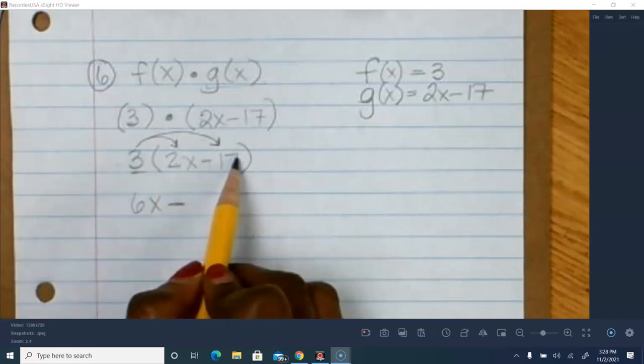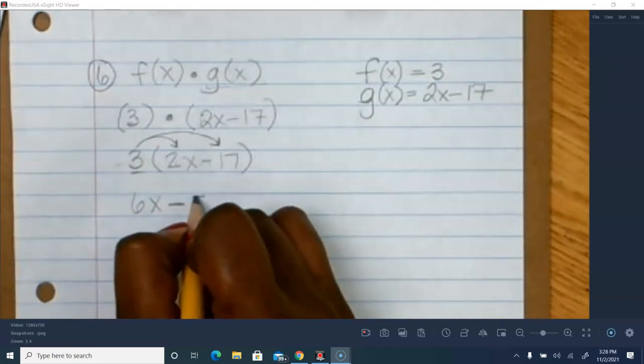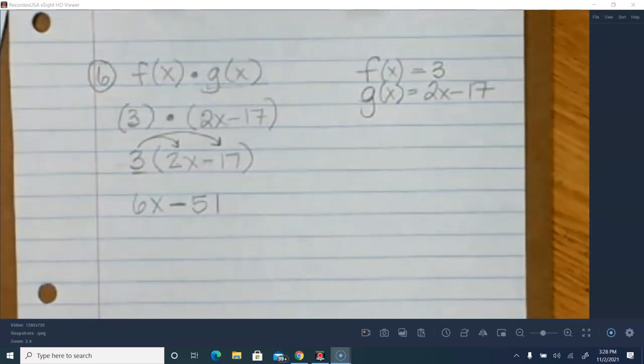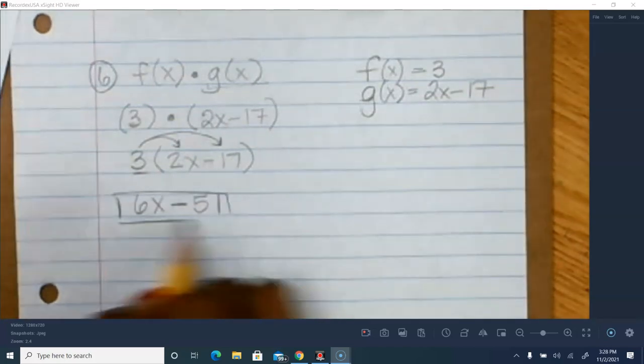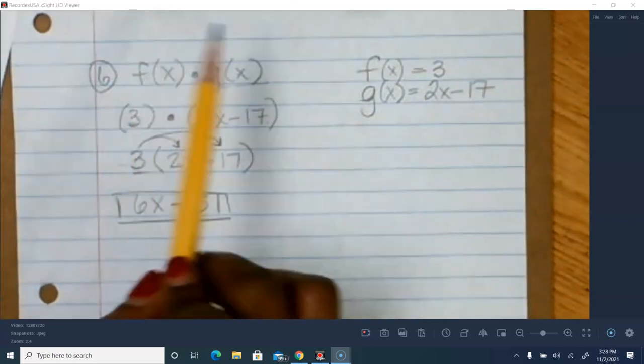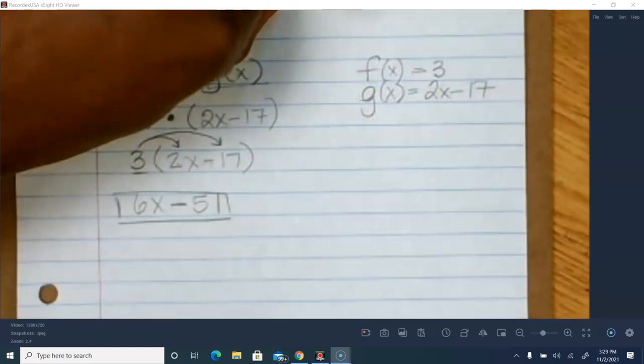So positive times a negative is a negative, and so 3 times 17 is going to be 51. And so I'm done. 6x minus 51 is this expression simplified. We just found the product of f of x and g. All right, so the last one that I want to do is number 7.